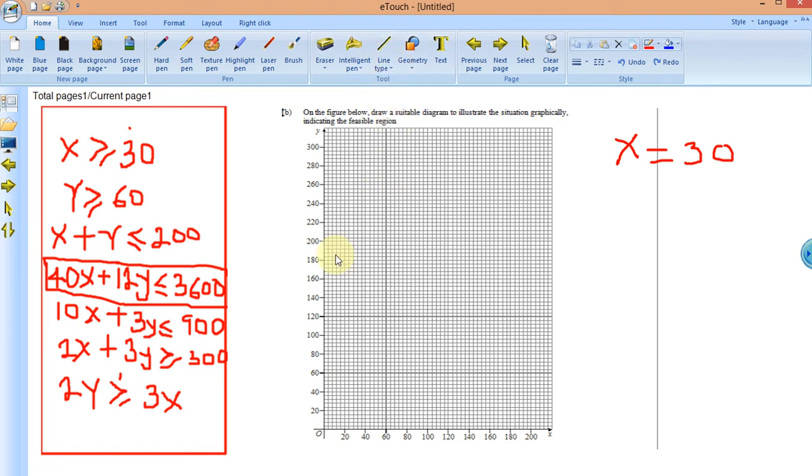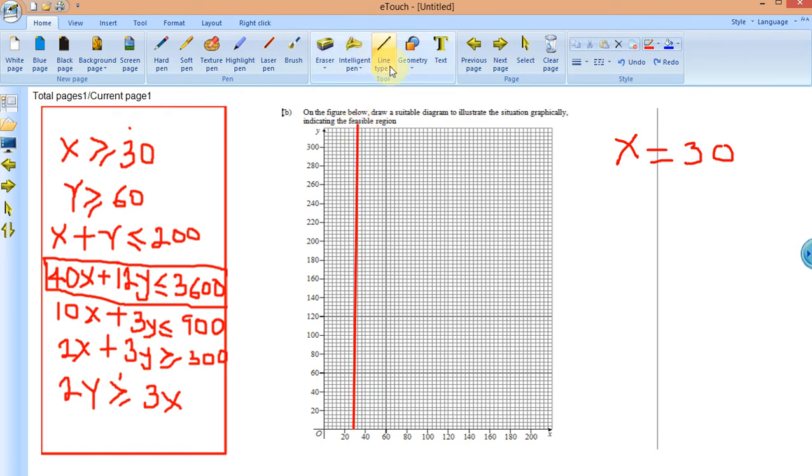Now go to 30 on the x-axis. This is the x-axis, so 30 is between 20 and 40. You're going to draw a line across that at 30. So this graph is x equals 30.